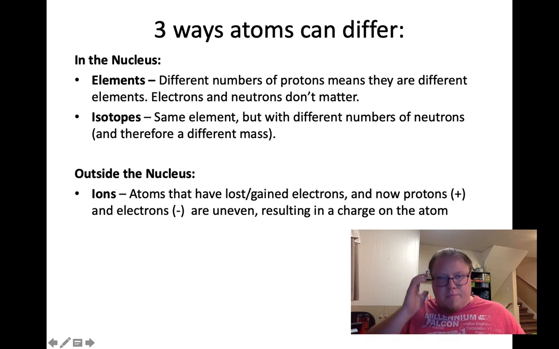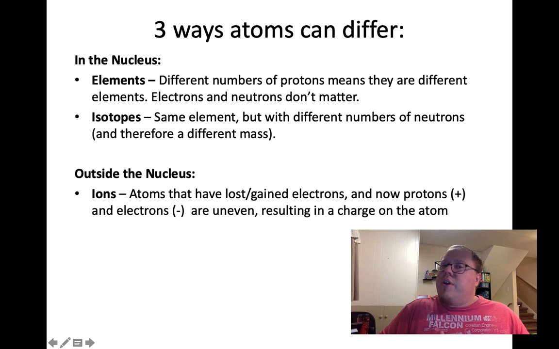Inside the nucleus, you can only change those with a nuclear reaction, which we're going to get to in a few days. But outside the nucleus, you can do this with a chemical reaction. You have ions. Ions is anything where you've changed the electrons. You have either gained some electrons or lost some. And now the protons, which didn't change, and the electrons are uneven, so you're going to have a charge on that atom. So quick summary here. 3 ways that atoms can differ: protons, neutrons, and electrons. Elements, isotopes, and ions.